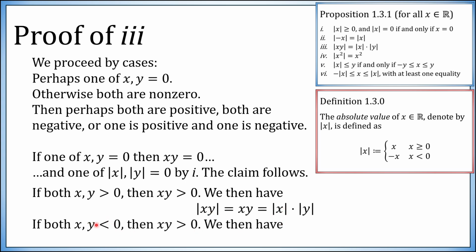What if both x and y are negative? Well then, the product xy must be positive. So the absolute value of xy is equal to xy, because xy as a product was a positive number. However, since x is negative and y is negative, the absolute value of x is equal to minus x, and the absolute value of y is equal to minus y. But now, negative x times negative y is the same thing as x times y. We link them all together, and we get the desired claim.